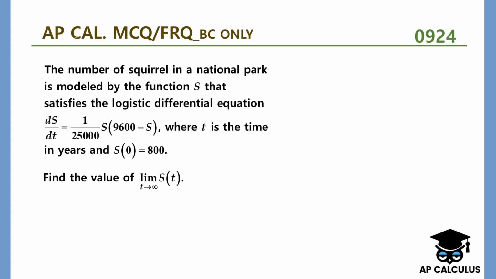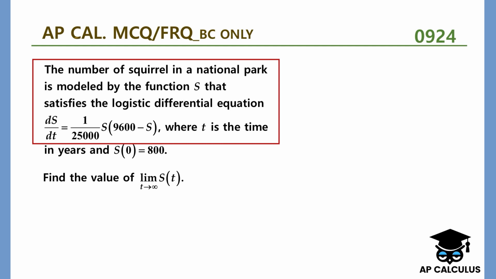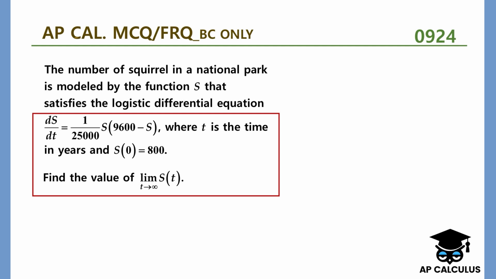Question 924. The number of squirrels in a national park is modeled by the function s that satisfies the logistic differential equation ds over dt is this expression, where t is the time in years and s of 0 is equal to 800. Find the value of the limit as t approaches infinity of s of t.